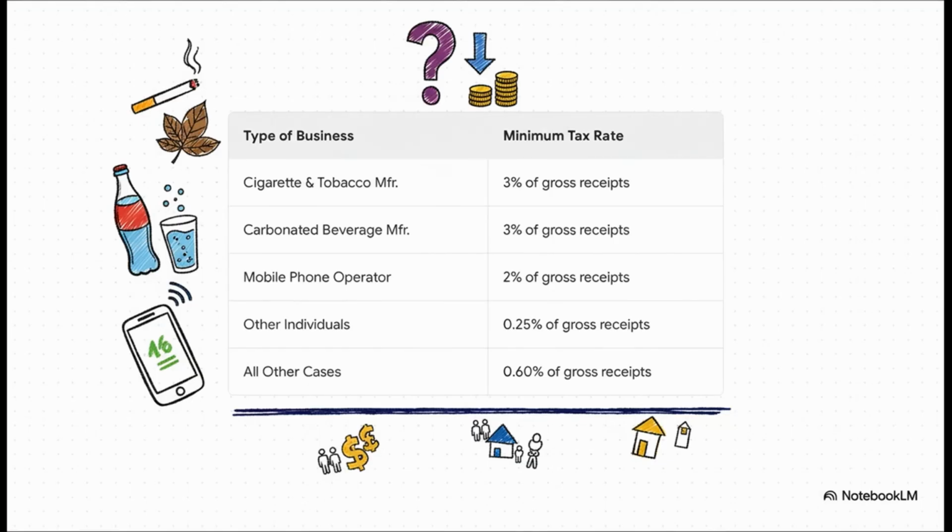And as you can see, the rate isn't one size fits all. Not even close. It really depends on your industry. Tobacco and soda companies get hit with the highest rate at 3%. Mobile operators are at 2%, but for most other companies, it's a much lower 0.60%. And for individuals, it's just 0.25%. It just goes to show you how specific the tax code can get.